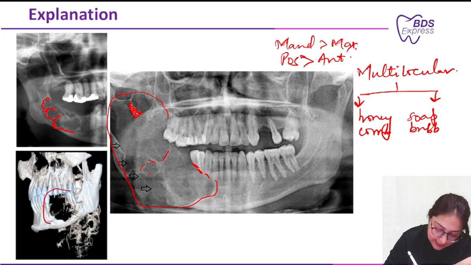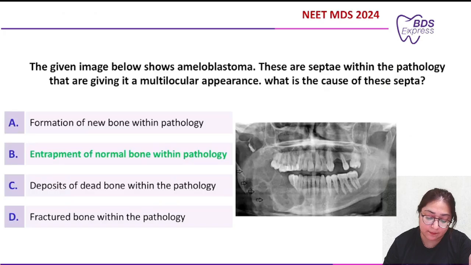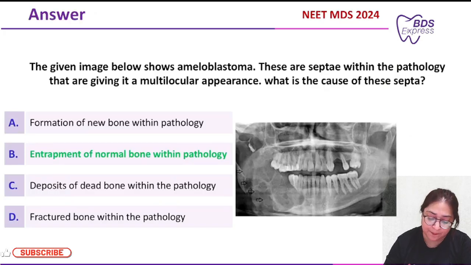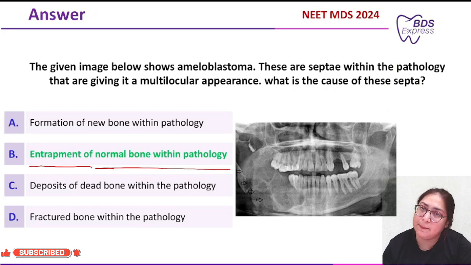So this is 3D CBCT. Here you can see part of normal bone left. With time, it will all vanish, right? So this is the reason why you see septae in your multilocular lesion. So the correct answer is entrapment of normal bone within the pathology.